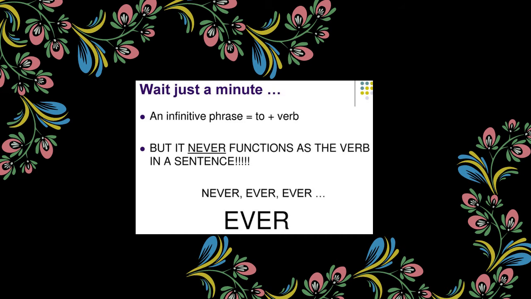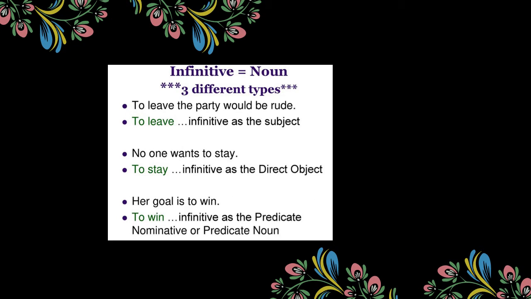But wait just a minute. This is the formula in your infinitive and infinitive phrase: to plus your verb. Remember, your verb should be in your base form. But it never functions as the verb in a sentence. Never, ever. The first function of your infinitive is a noun.